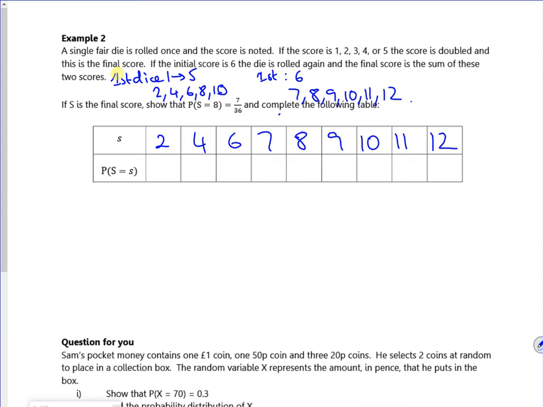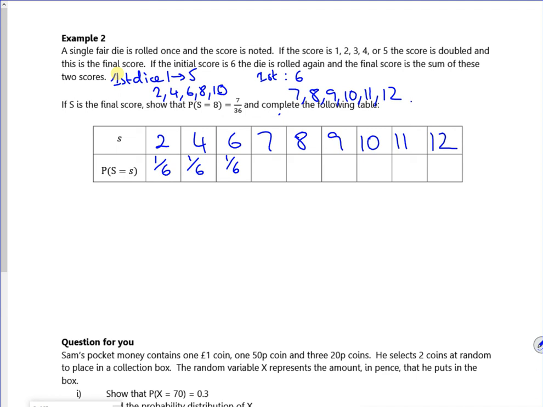Right, now then, let's have a think about getting a 2. The only way to get a 2 is just by throwing a 1, which gives us a probability of 1 over 6. The only way to get a 4 is if we throw a 2, so that's got a probability of 1 over 6. The only way of getting a 6 is if we throw a 3, and that will give us a probability of 1 over 6.